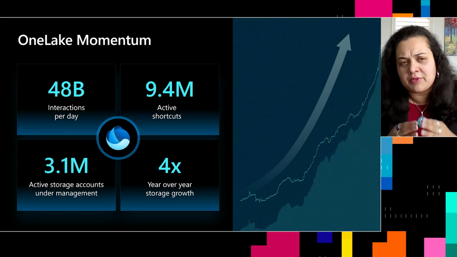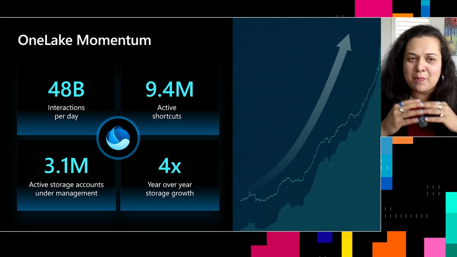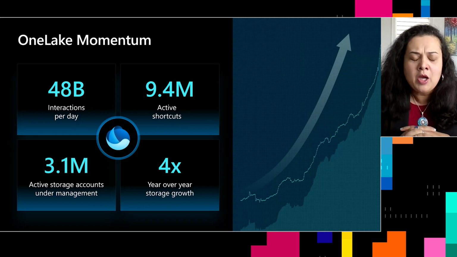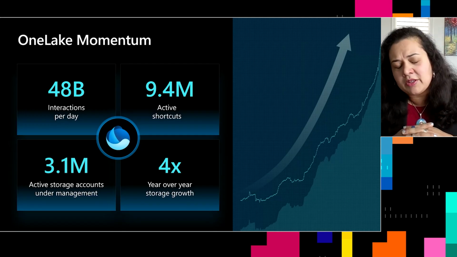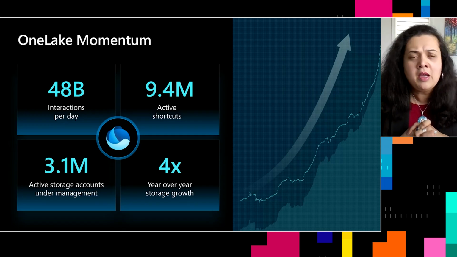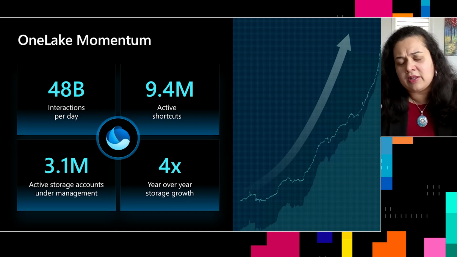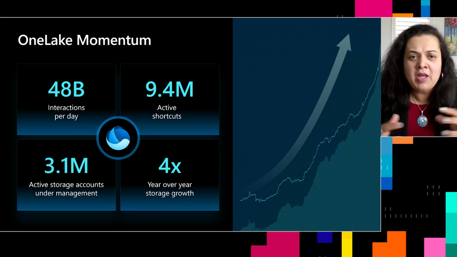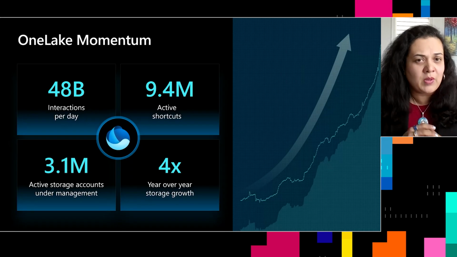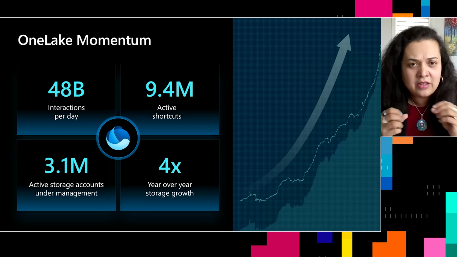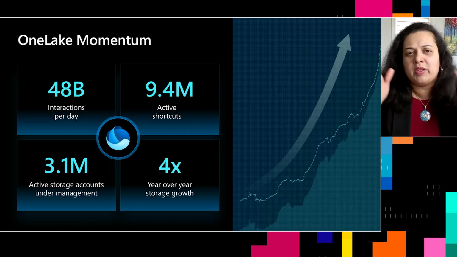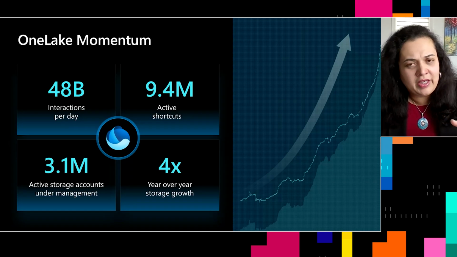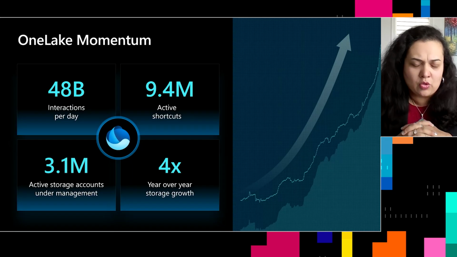The OneLake service itself has 48 billion interactions per day. It's pretty tremendous. We have a very, very strong reliability, of course, for serving up these interactions. As I talked about, a lot of this is using zero copy. And so we have a mechanism for shortcuts that we'll get into. 9.4 million active shortcuts that are already created on OneLake across the ecosystem. This is within OneLake itself. It might be from S3, AWS S3, GCP, on-prem, many, many different sources.